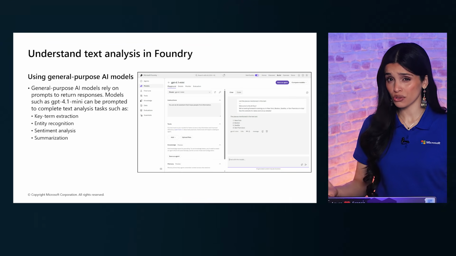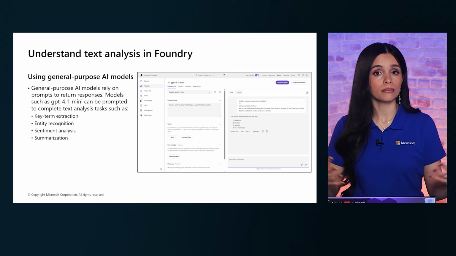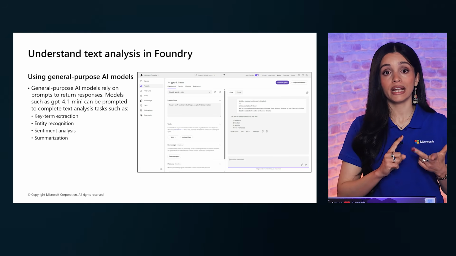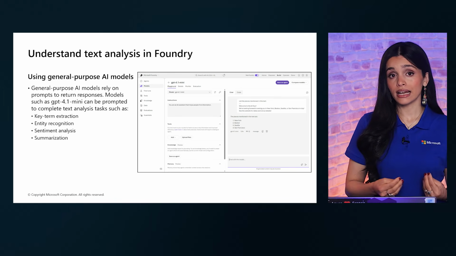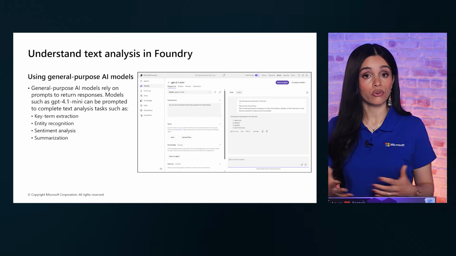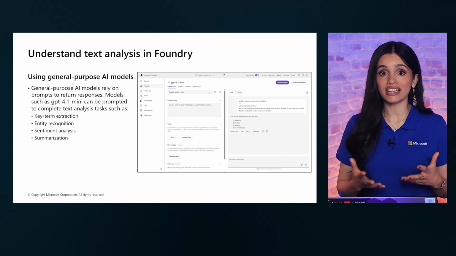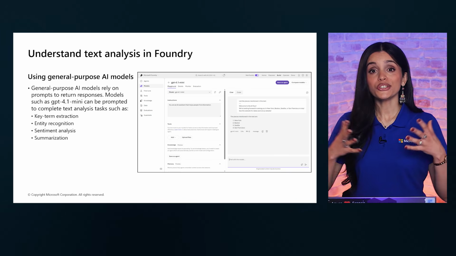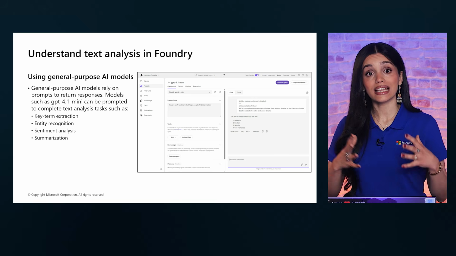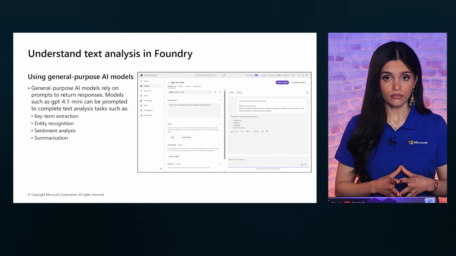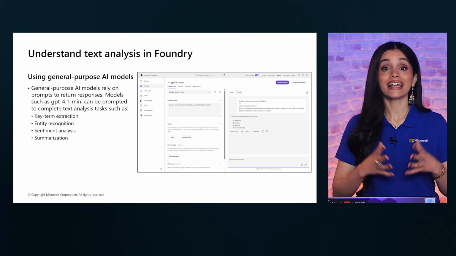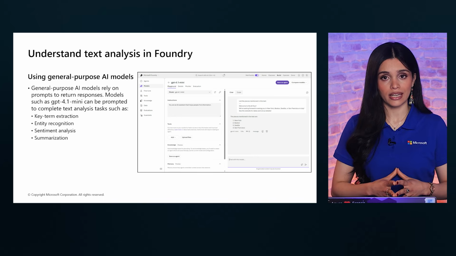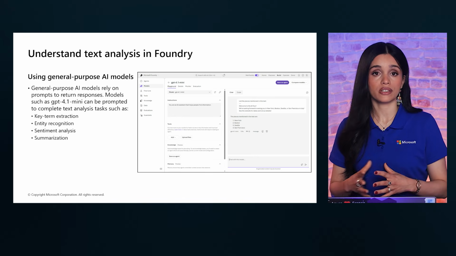What can these models do? A single model can perform tasks like extracting key phrases, recognizing people, places, and dates, analyzing sentiment, summarizing text, classifying content, and even translating languages. And you can combine several of these tasks in one conversation. We have covered these tasks in a previous session. I recommend that you go watch it to have a good understanding of natural language processing basics.